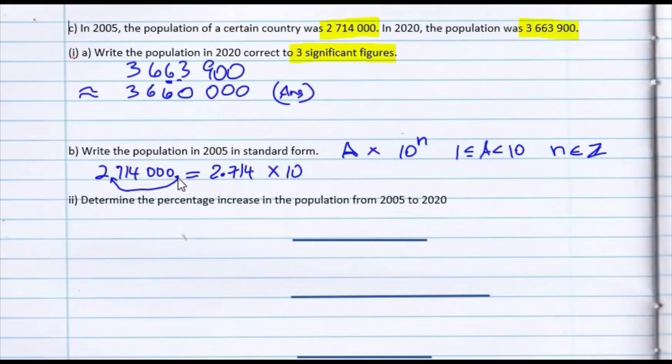Now the decimal point was shifted from the end and placed between the 2 and the 7, and so we would have passed 6 digits. So since we move 6 places to the left, then we have a positive 6, and that is our answer.